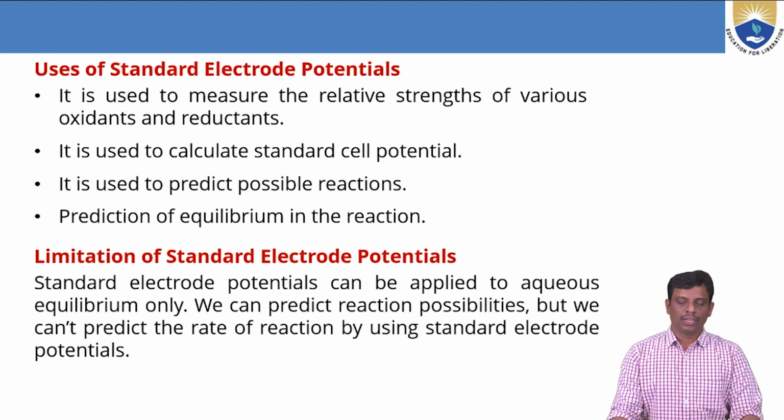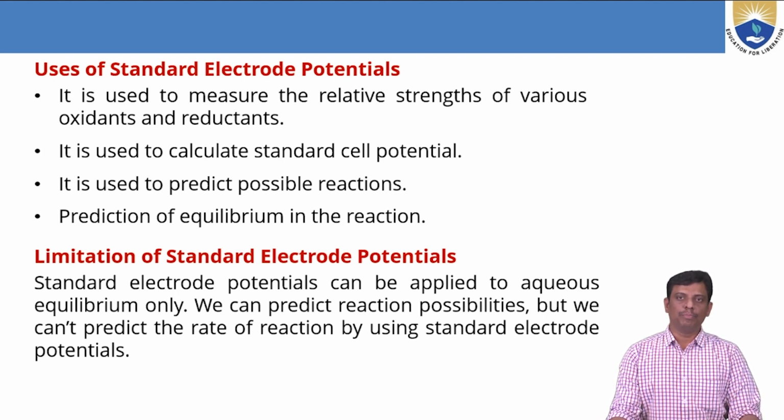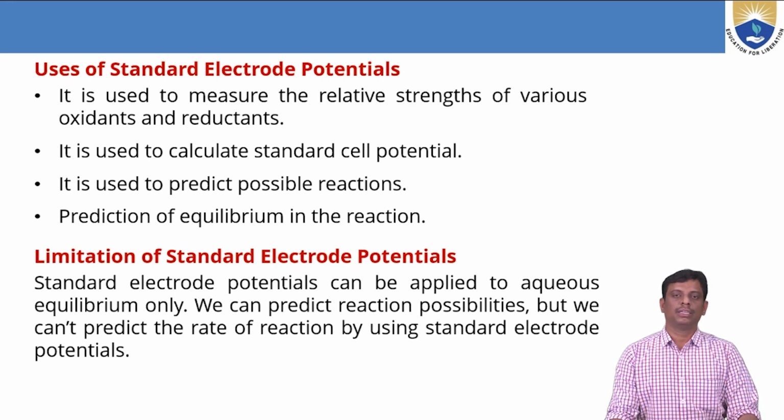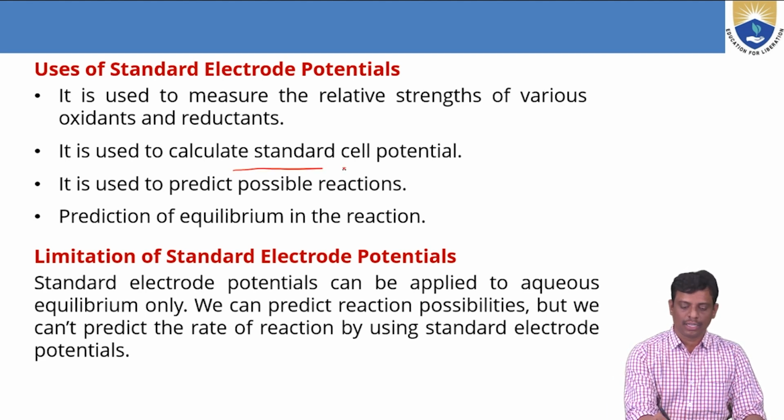Another one, it is easily possible to calculate the standard cell potentials. When we know the standard zinc electrode potential, the standard silver electrode potential and the standard copper electrode potential, then we can easily measure the cell potential of the electrochemical cell. That is another advantage.